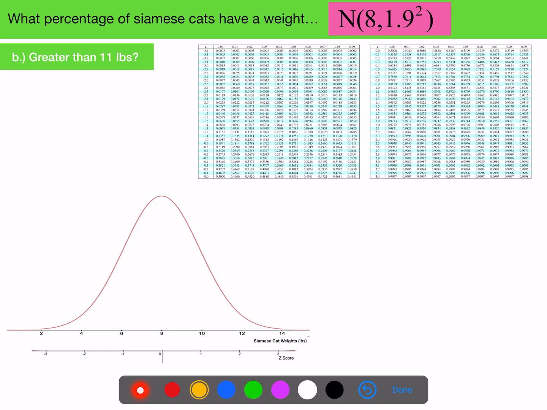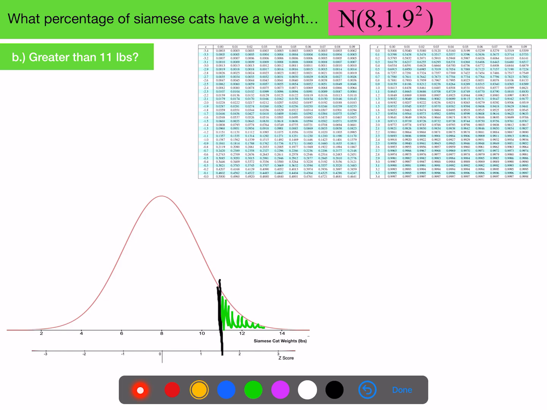Moving on. This one we have the sketch here, and we want to know greater than 11 pounds. So I am going to draw where 11 pounds is on this. That will be right there. I'm going all the way down to my Z-score too. I know when I calculate my Z-score, it should be between 1 and 2, right? It wants to know greater than, so greater than is this area.